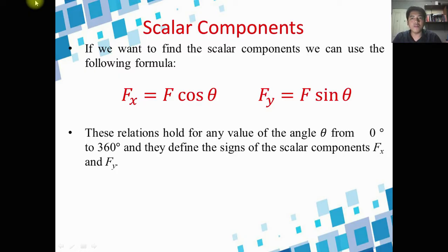If you want to find the scalar components, we can use the following formula. F of x is equal to the magnitude of the force times the cosine theta, where theta is any angle from 0 degrees to 360 degrees. In most of our discussion, we will be using the positive x-axis as the reference for our theta. So Fy, the scalar component of y, is equal to F sine theta. This angle defines the signs of the scalar components. So f of x and f of y can be negative or positive depending on the direction of our force, and that direction is indicated from 0 degrees to 360 degrees.